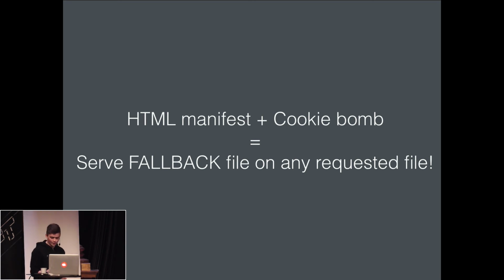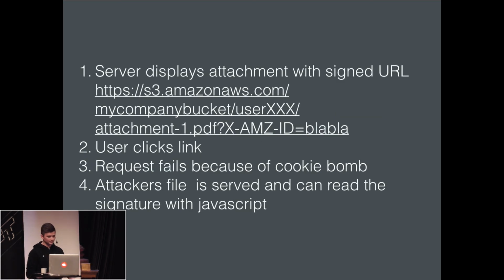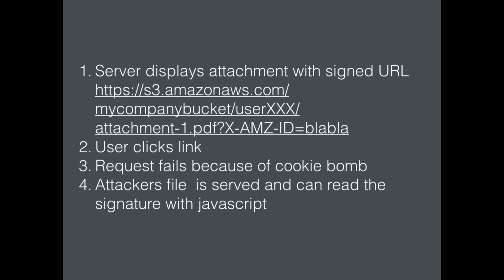And so if you have been with me, you could understand that the attack pattern to steal people's signed files would look like this. First, we cookie bomb them and put the HTML manifest so that S3 will always serve our file. And then when the user clicks the signed link, S3, or actually their poisoned cache, will serve our file instead. And from that file, we can read the signature from the URL, and then we have stolen the signature and we can download their private file.